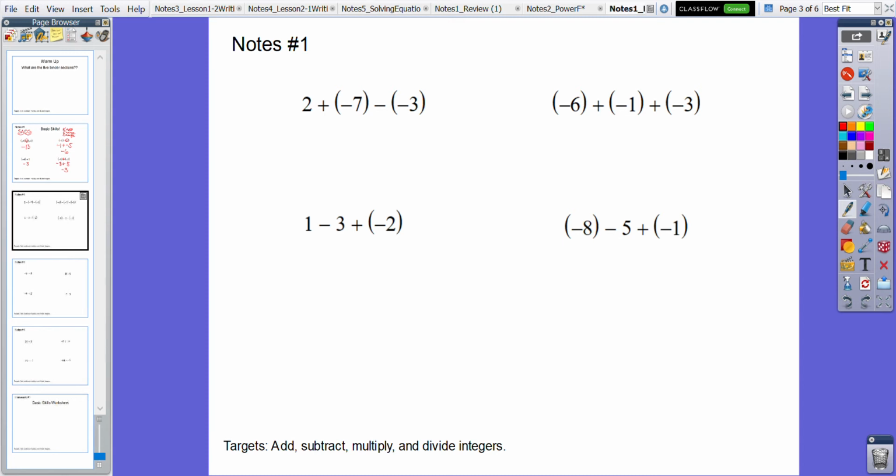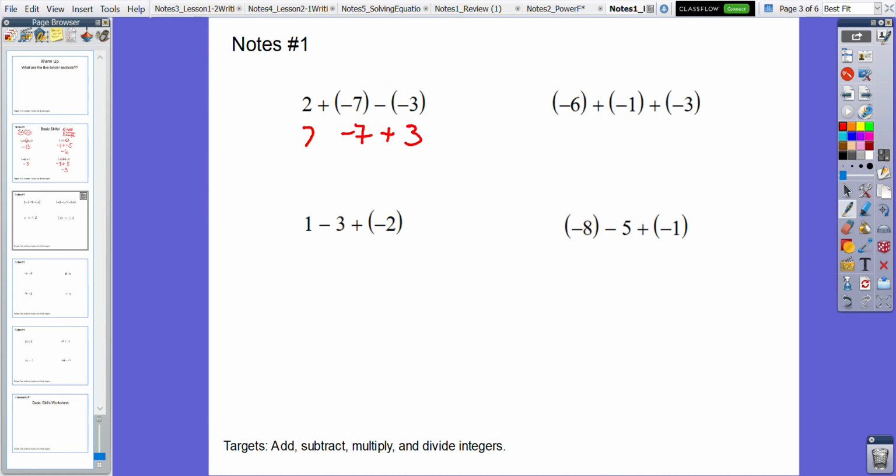So we're just adding here. If we're looking at the first one, we have a negative sign right here. So 2 plus -7 minus -3. Let's go ahead and apply keep, change to the last two integers right here. So we're going to keep -7. We're going to change that minus sign to a positive, and then we're going to change the sign to the 3. So we get this right here.